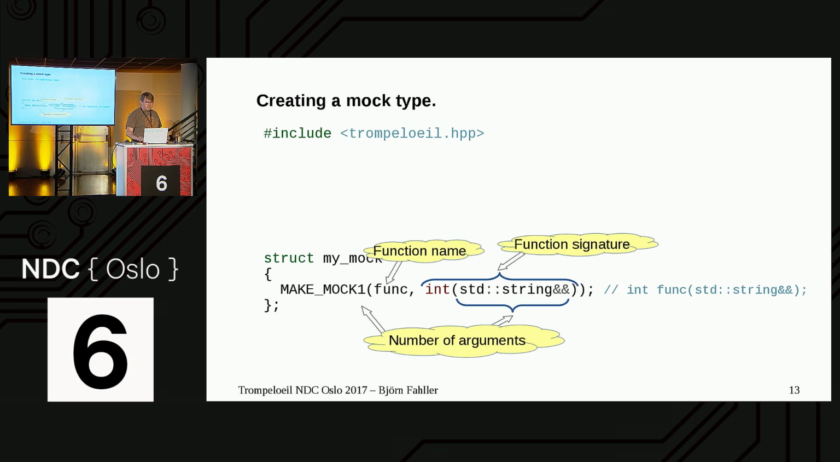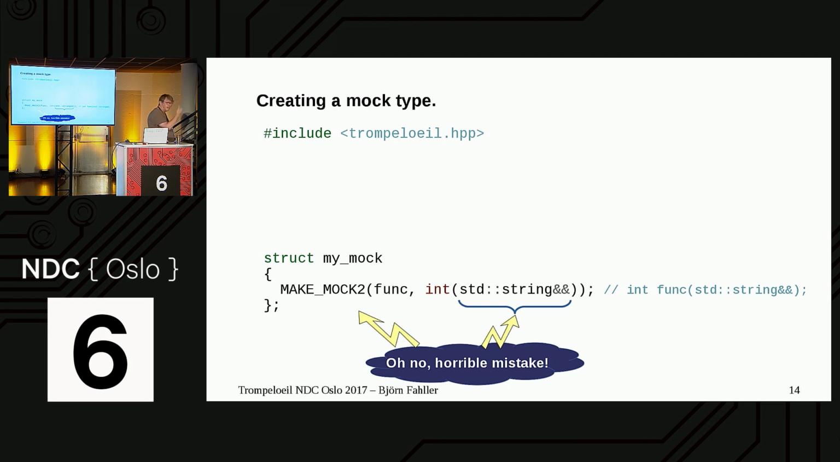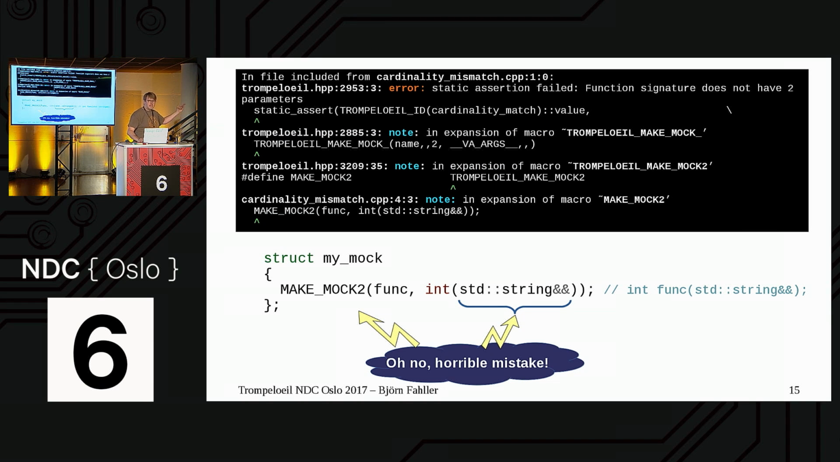A problem with this approach, though, is, oh boy, who has not made this mistake? So, you know the drill. You have template code with horrendous constructions hidden behind macros. You get 1,000 lines of completely incomprehensible garbage like that. Function signature does not have 2 parameters in MAKE_MOCK2. Okay, that is comprehensible. And that is the full error message from GCC 5.4.